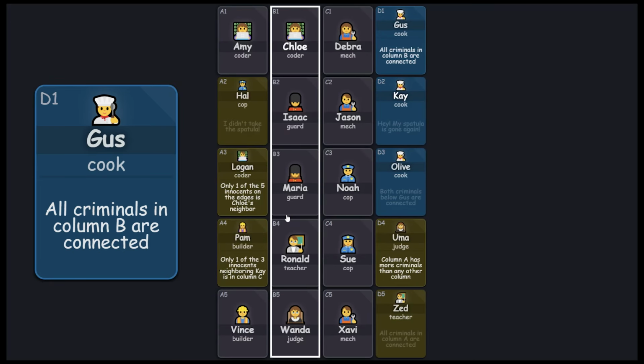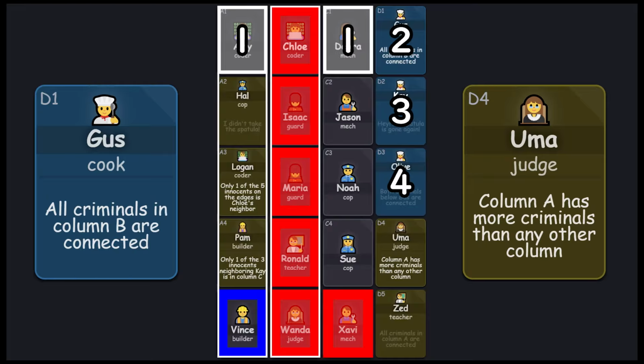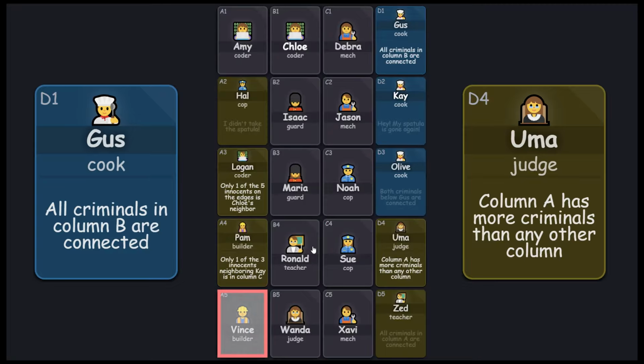All criminals in column B are connected. We currently have 4 innocents on the edges, so if Vince was innocent, then everyone else on the edges must be a criminal, and that means both Chloe and Wanda become criminals. Since criminals in column B must be connected, that makes everyone in this column a criminal, and that violates Uma's clue. Therefore, we can mark Vince as a criminal. Following the same logic, we can also mark Chavi as a criminal.